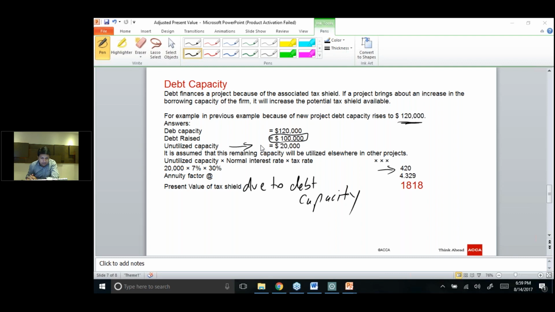Okay, there's a question. FKD is given in a form of LIBOR plus 2%. Does that mean post-tax? No, it's a pre-tax rate. LIBOR plus 2% means it's a pre-tax rate.